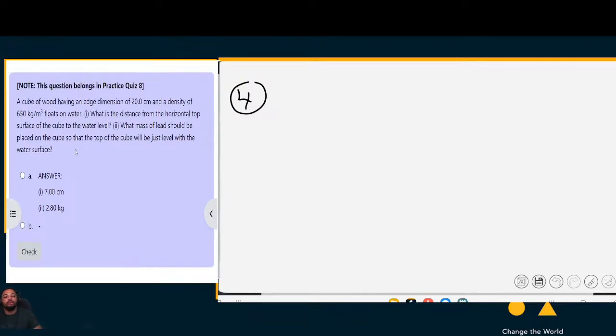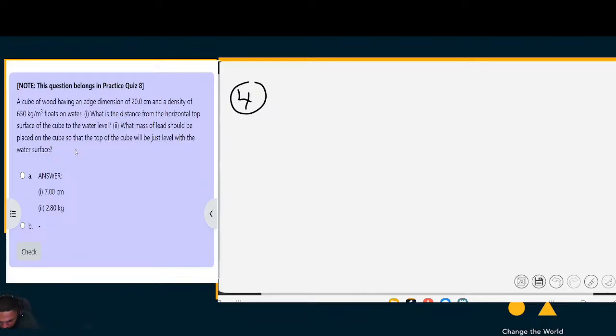a cube of wood having an edge dimension of 20 centimeters. So we have a cube. Okay, so all its edges have a length of 20 centimeters, and it has a density of 650 kilograms per cubic meter, and it floats on water. Okay, what is the distance from the horizontal top surface of the cube to the water level? Okay, how do you work that out? Why is that a problem? Remember, the wood is not completely just floating on top of the water; it is slightly submerged.